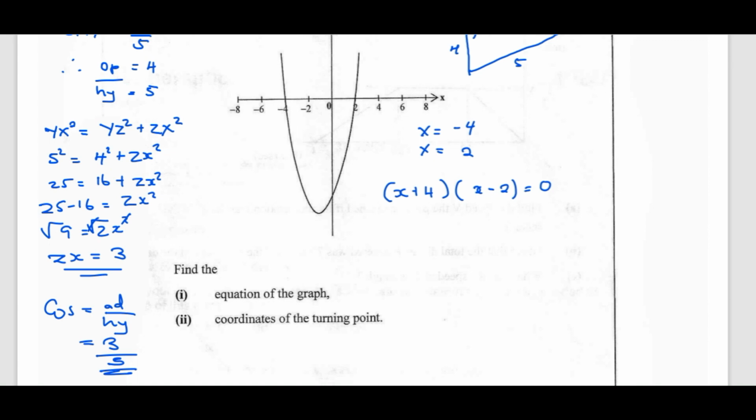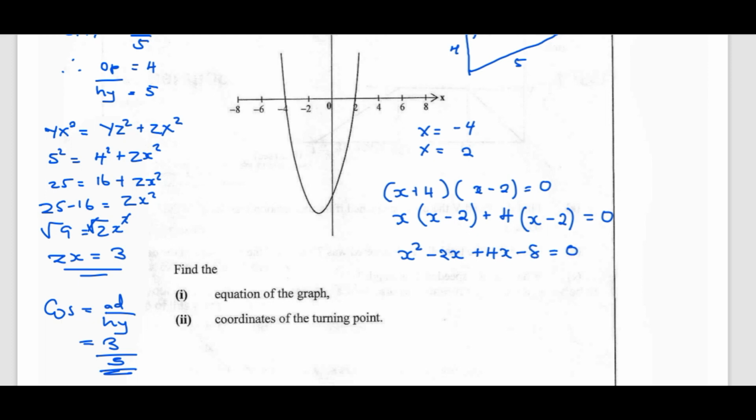So we can solve this by multiplying by everything which is there. So x times x is x squared. x times negative 2, we're going to have negative 2x. And then 4 times x, we're going to have 4x. And then 4 times negative 2, we're going to have negative 8, is equal to 0.